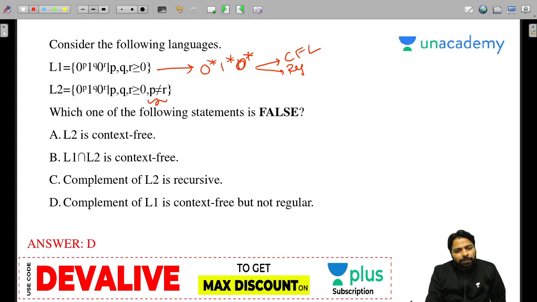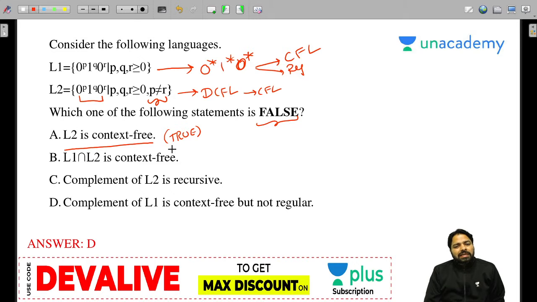Next one, P not equal to R, guys. It is basically DCFL. Only P and R you need to check, right? P less than R, P greater than R. You can do that using a DPDA. Yes, DCFL, so CFL. Now they want false. L2 is context free. Is it false or true? It is true. It is true.